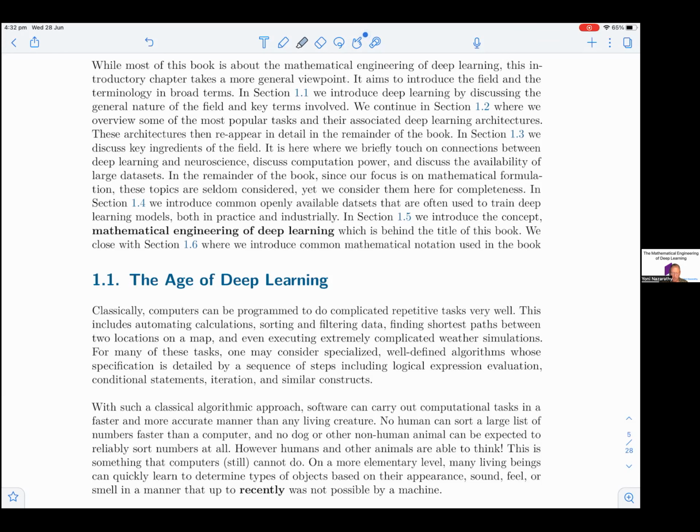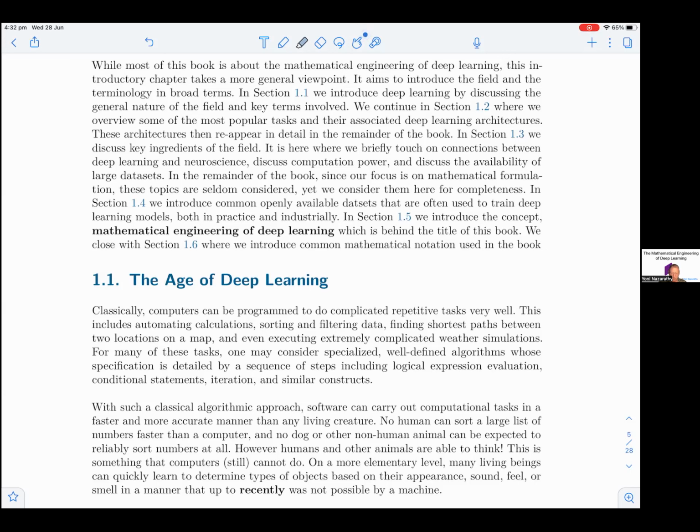In section 1.3, we discuss key ingredients of the field. It is here where we briefly touch on connections between deep learning and neuroscience, discuss computation power, and discuss the availability of large data sets. In the remainder of the book, since our focus is on mathematical formulation, these topics are seldom considered, yet we consider them here for completeness.